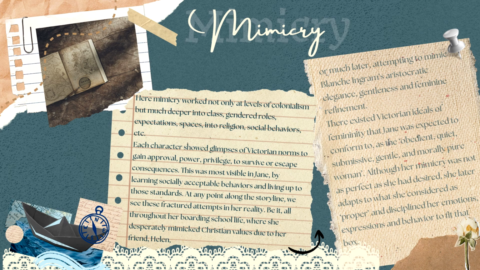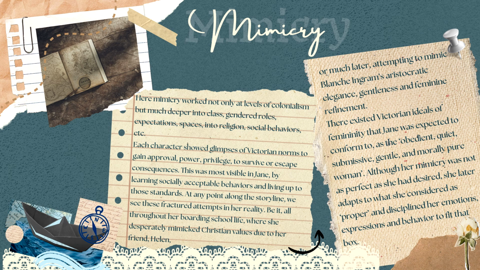Mimicry. Here, mimicry worked not only at levels of colonialism but much deeper into class, gender roles, expectations, spaces, into religion, social behaviors, etc. We see how it works into religion with the Victorian Christian morality that was brought in by the many people that influenced Jane from her childhood. Be it her aunt, Mrs. Reed at Gateshead, who, even though she mistreated her, was deeply connected to the church and was involved in the activities of the church and was a great participant in the church.